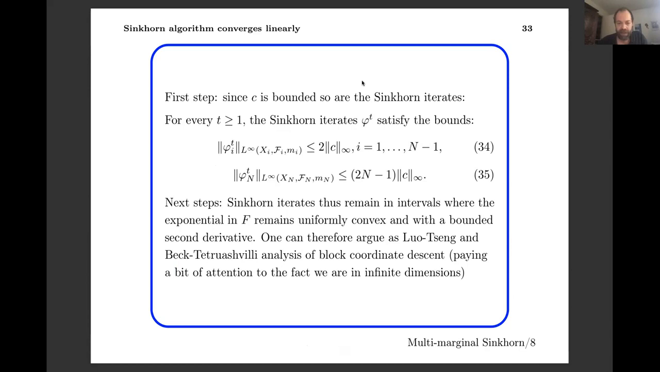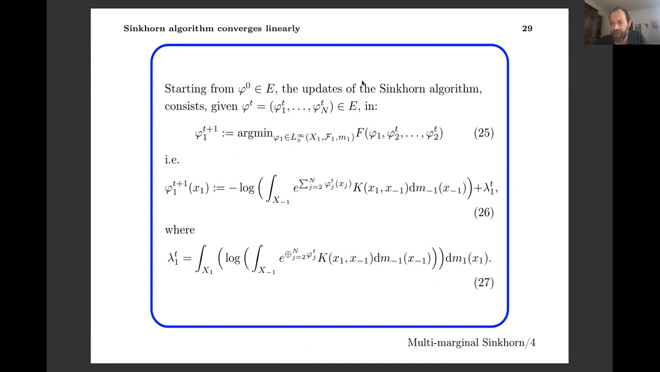Let me show you the first one. So look at this equation 26. You see that this phi one has mean zero. And it's not difficult to see that whatever the other potentials are, the L infinity norm, the oscillation of this guy, is controlled by the oscillation of the cost. So K is exponential minus C, and the oscillation of K controls the oscillation of this sort of soft C-transform. So if you have zero mean and your oscillation is controlled by two times the L infinity norm of C, you are yourself bounded.